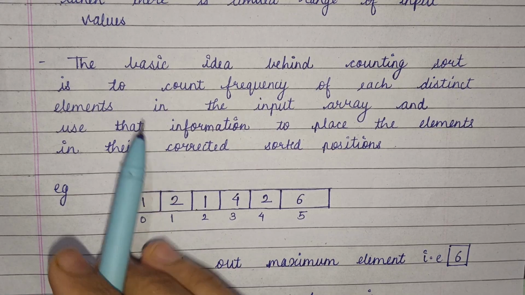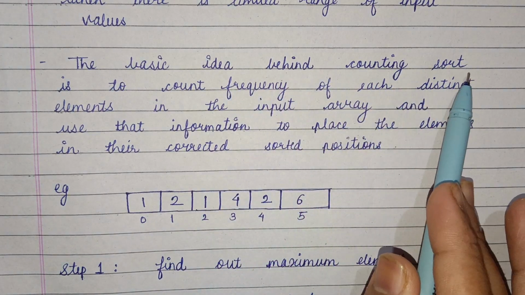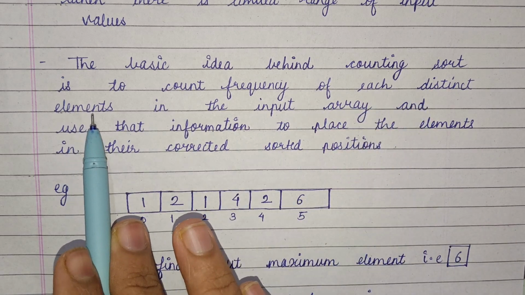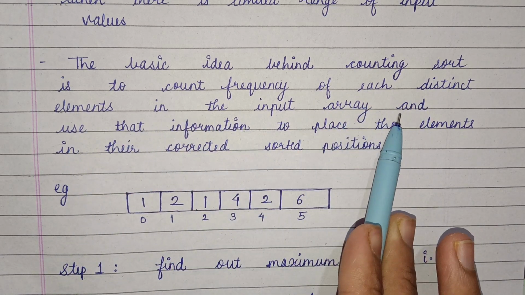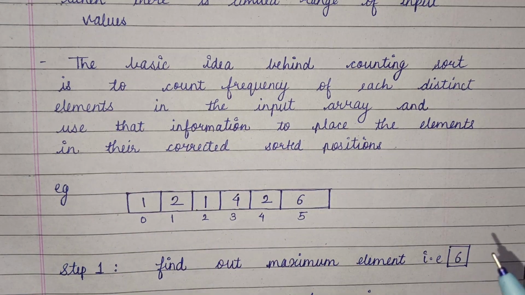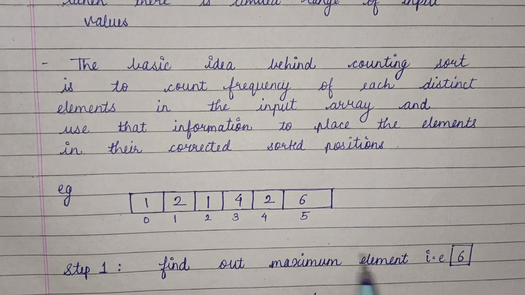Now, the next point. The basic idea behind counting sort is to count the frequency of each distinct element in the input array and use that information to place the elements in the correct order. Suppose an element has occurred 2 times, 3 times, then we take its frequency and use that frequency to sort the array. Okay, so let's see one example.